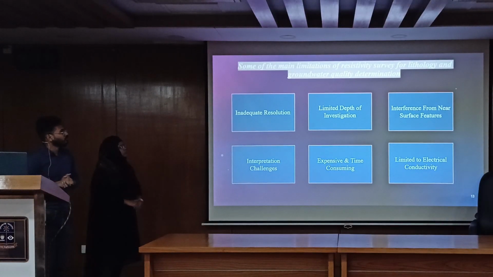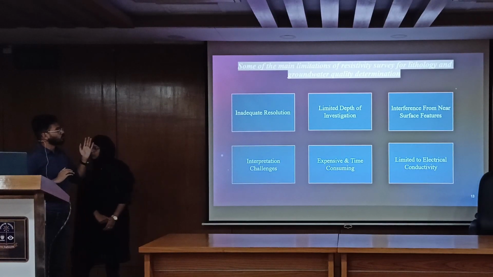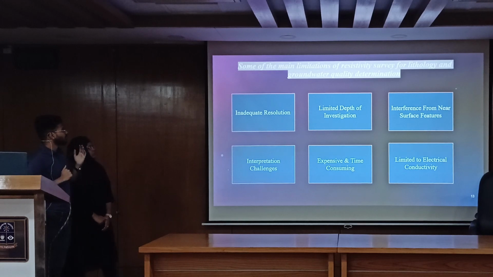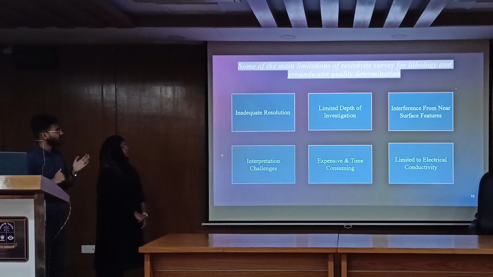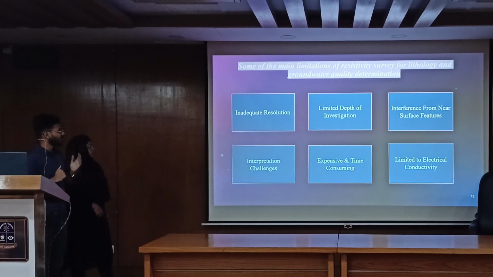There are some limitations for lithology and groundwater quality determination. These limitations are inadequate regulation, limited depth of investigation, interference from near-surface features, interpretation challenges, being expensive and time consuming, and being limited to electrical conductivity.